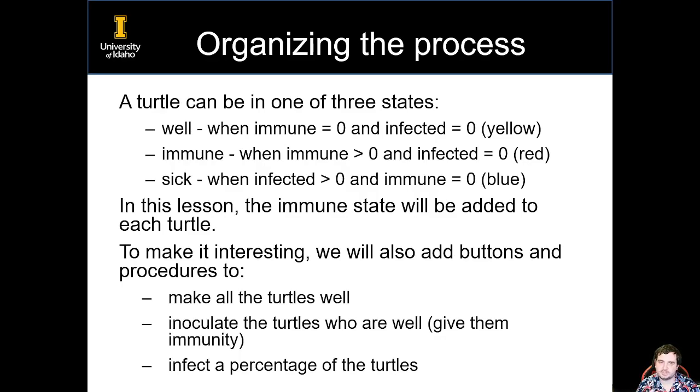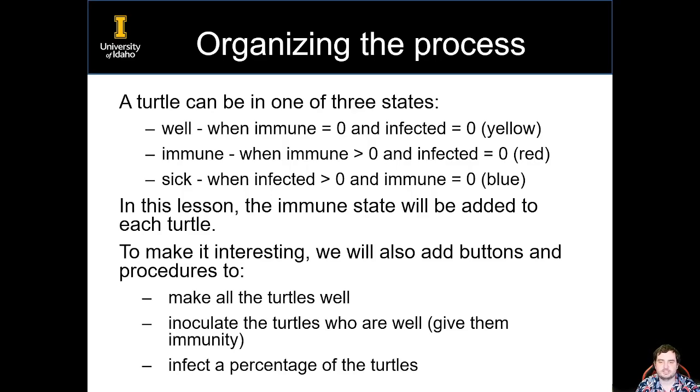So, to organize our process, we have to think about these turtles. They can be one of three states: well, immune, or sick. And what is each one? Well, immune is 0, and infected is also 0. If they're immune, then they should have some immune value, and their infected value should be 0. If they're sick, then their infected value needs to be bigger than 0, and they can't be immune.